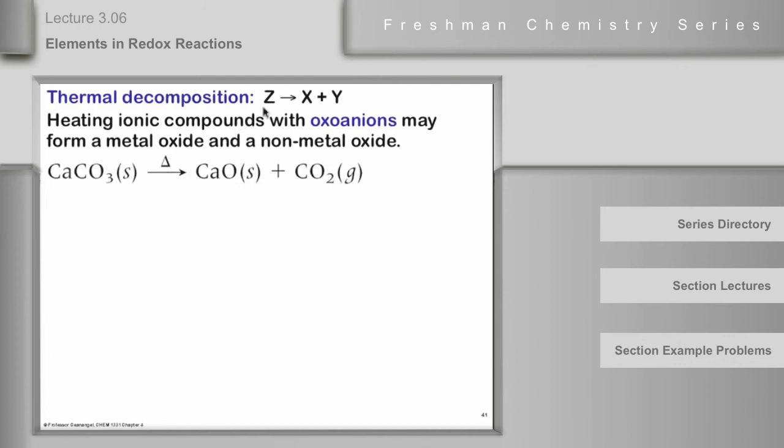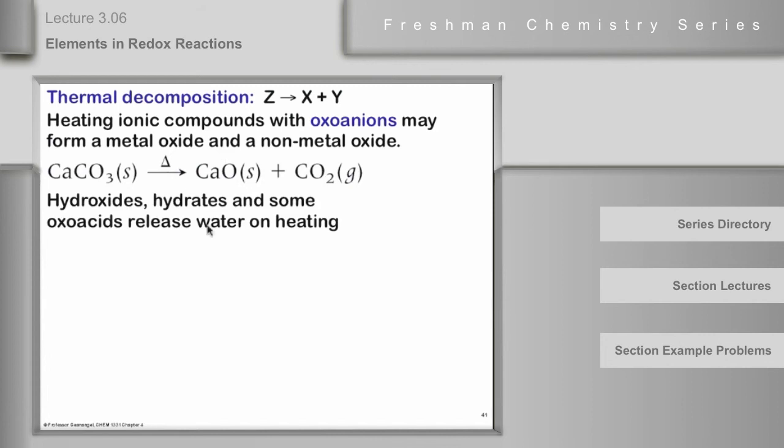The reverse of combination reactions are decomposition reactions, which might be generally described as Z goes to X plus Y. The number of substances increases in this process. 1 substance goes to 2 or more substances. Heating certain types of ionic compounds that contain oxoanions is an example of this. You can heat calcium carbonate, limestone, strongly, and you can form calcium oxide, which is quicklime, and you can drive off carbon dioxide. One substance produces two substances, so this is a decomposition reaction.